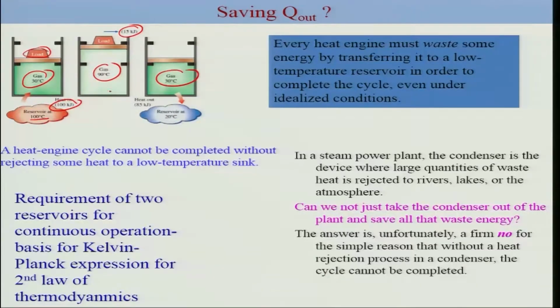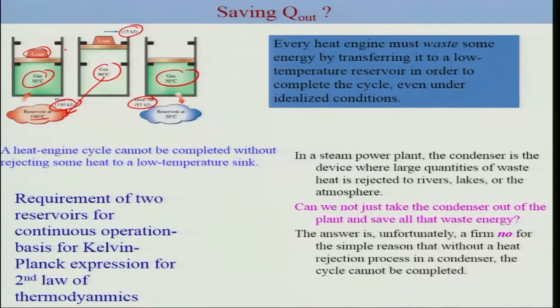However, we are aware of the fact that heat cannot be transferred from 90 degrees Celsius to 100 degrees Celsius, because this is a low temperature, this is a high temperature. We know that heat transfers from a high temperature to a low temperature, but we cannot reject this heat of 85 kilojoules from this 90 degrees Celsius to 100 degrees Celsius. Thus, we need to have a reservoir at a lower temperature to reject such heat in order to bring the system back to the original condition.